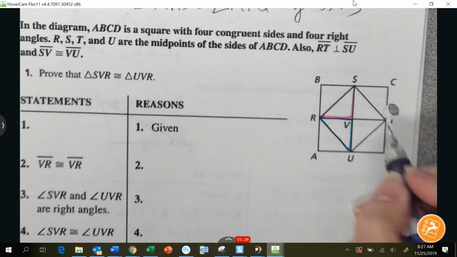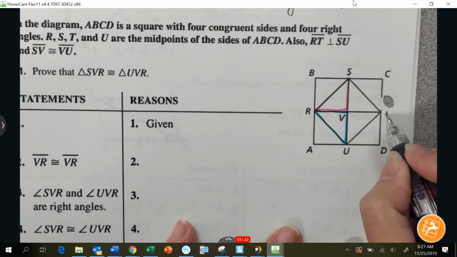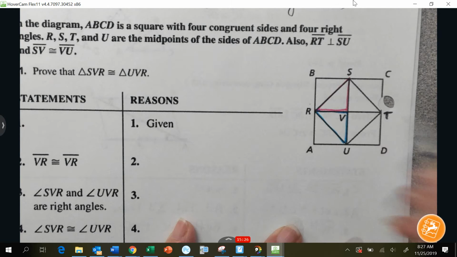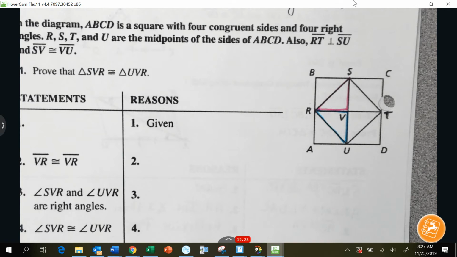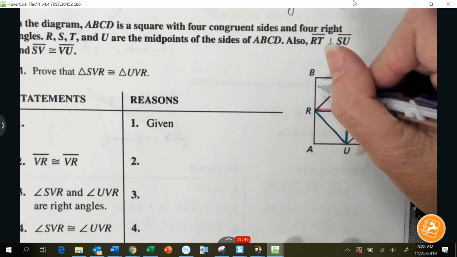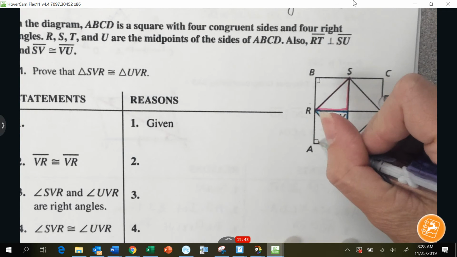Over here is a T. You can't see it because it got cut off by the hole punch. T. All right, I like to start reading and maybe just start marking things. Four congruent sides, 4 right angles. So maybe I'll go ahead and mark those angles.